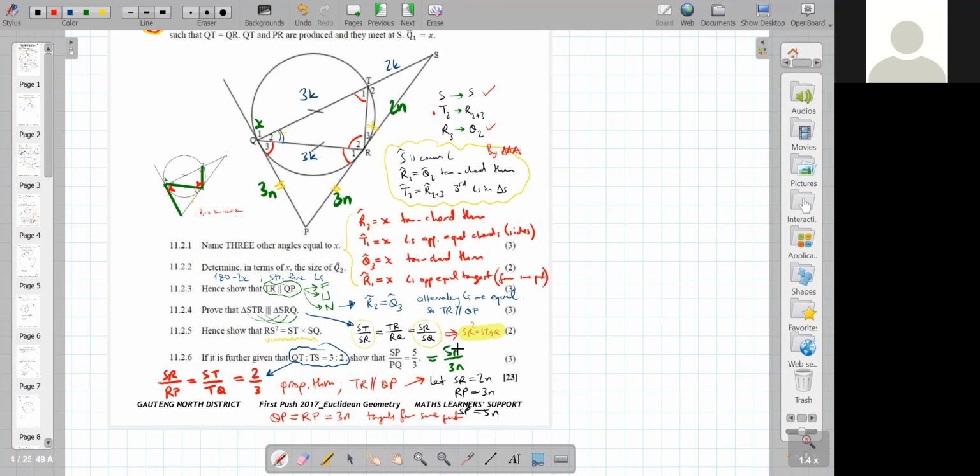So that's how I got 3n. After all these, I can just get 5n over 3n. That's it. Okay. Yeah, so the problem was thinking about the proportion theorem, because the lines are not looking parallel anyway.